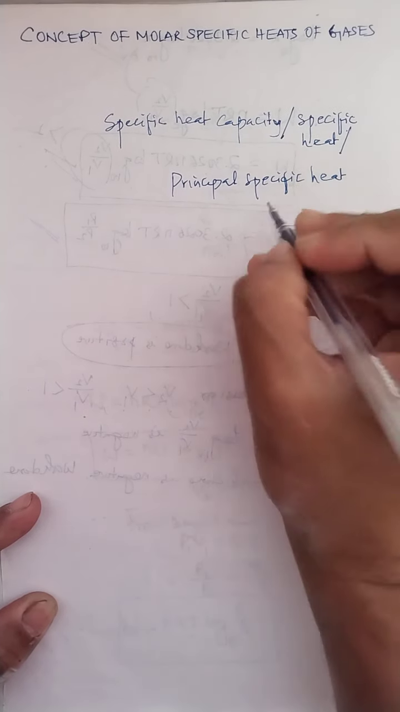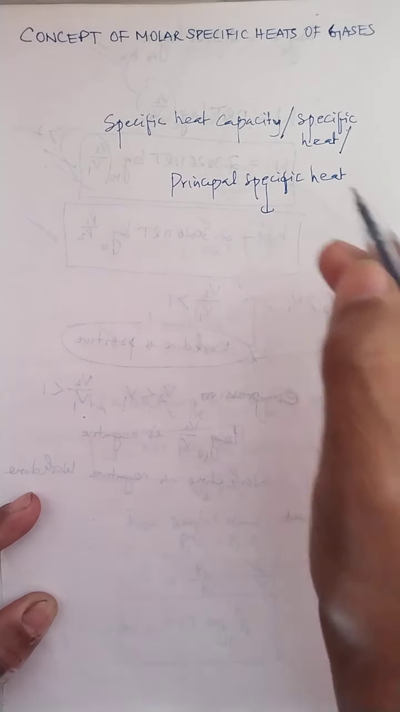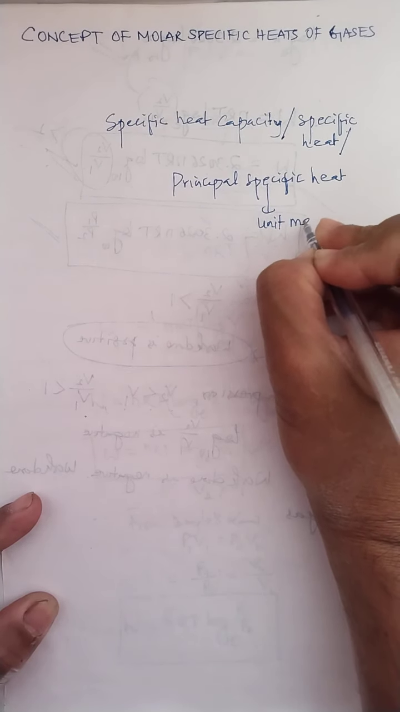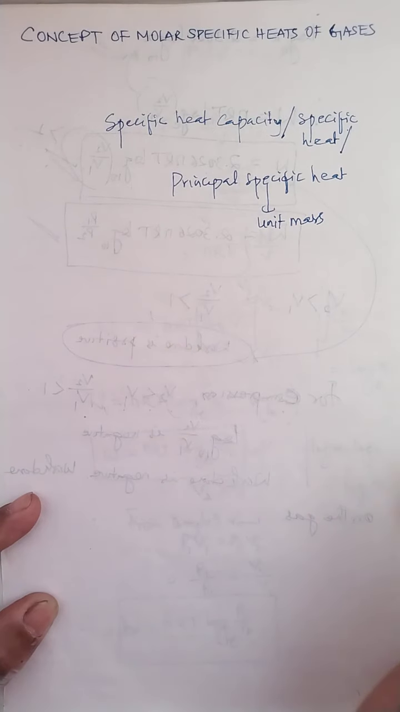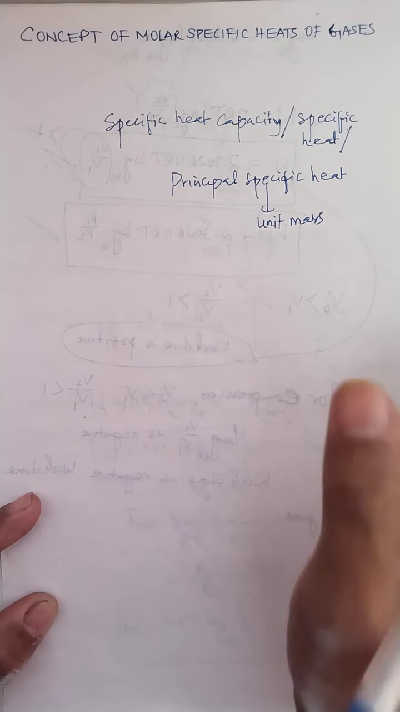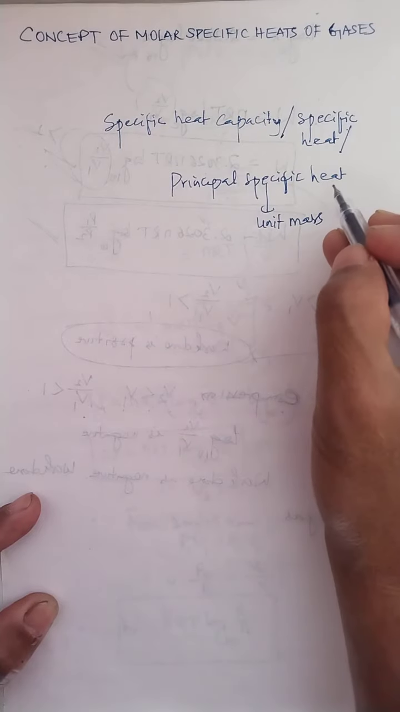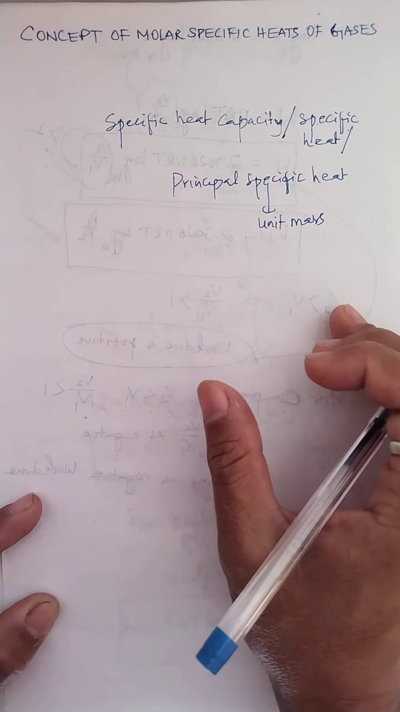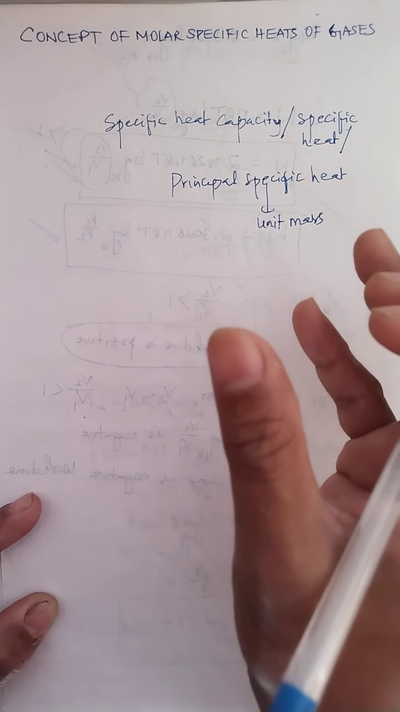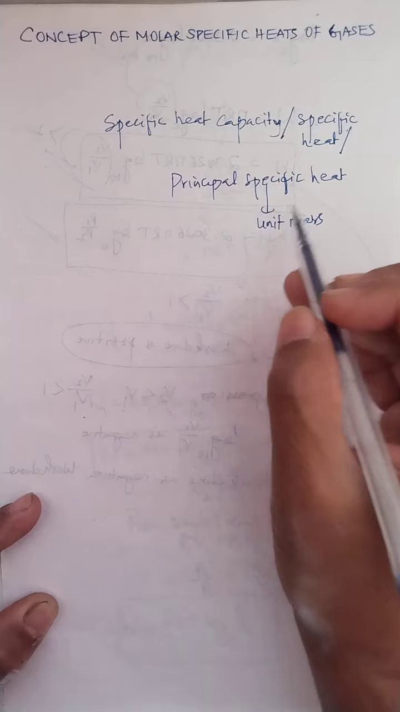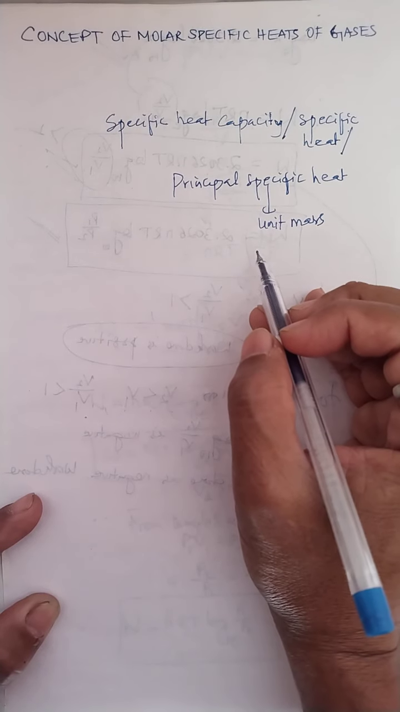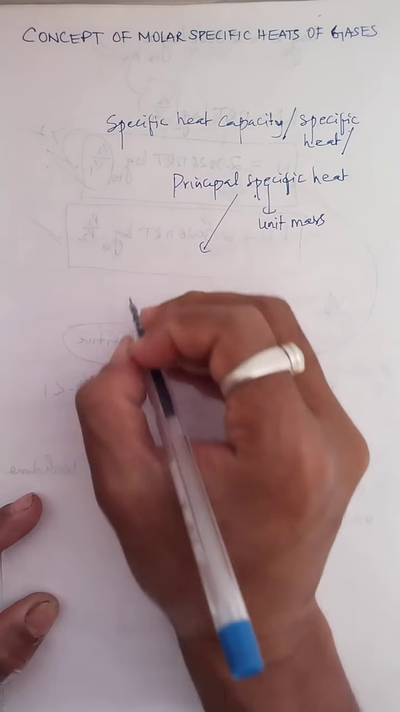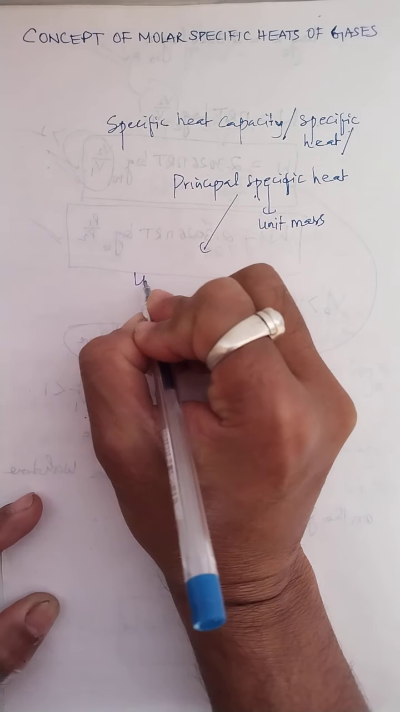Now when I use the word specific, this word is related to unit mass. As for the definition, the specific heat capacity of any substance, not only gas, it can be liquid or solid, any substance, or simply called specific heat, is defined as the heat that is required.